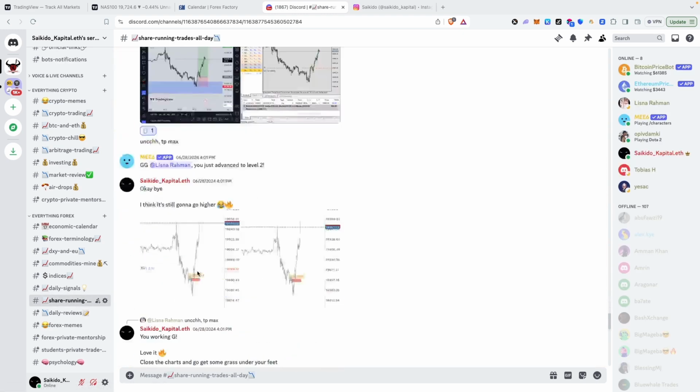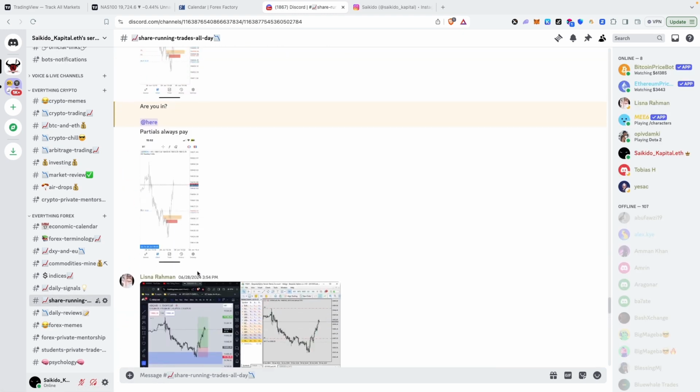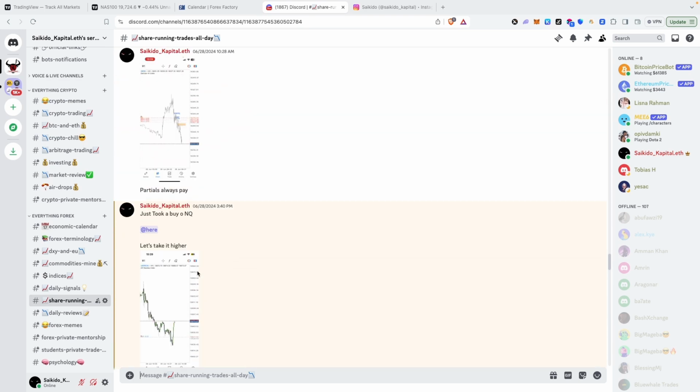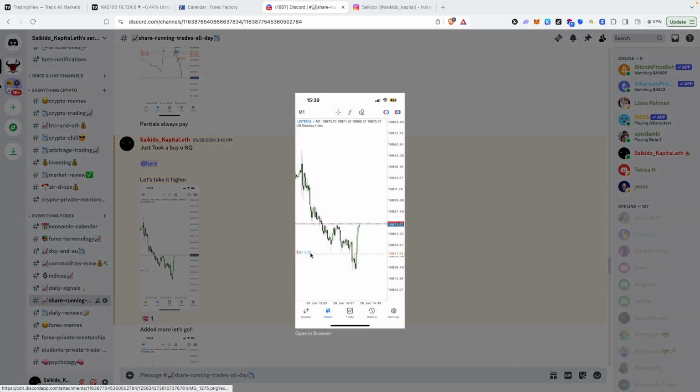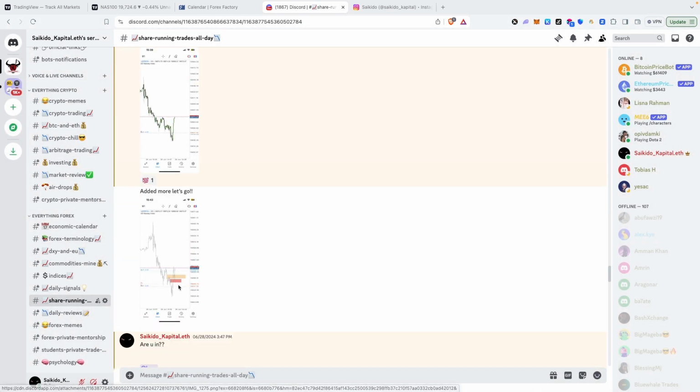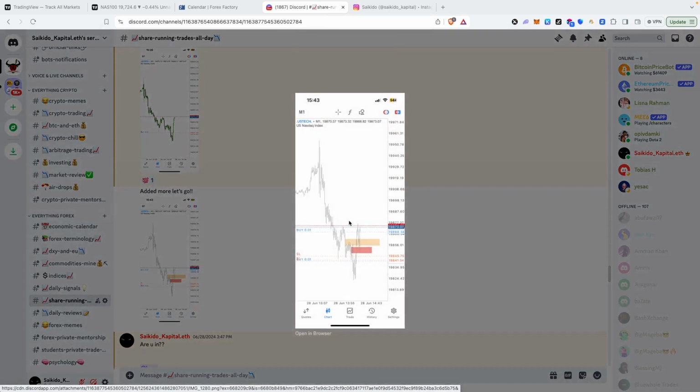A much cleaner entry was following. This was when I actually announced, took a buy on NQ, let's take it higher, and I only had this entry at the time, and it was already at break even. My stop loss was already at break even, so I had the freedom to put another one and risk my account. The spread of this broker put me up there, but I was just buying as it was dropping inside that fair value gap.